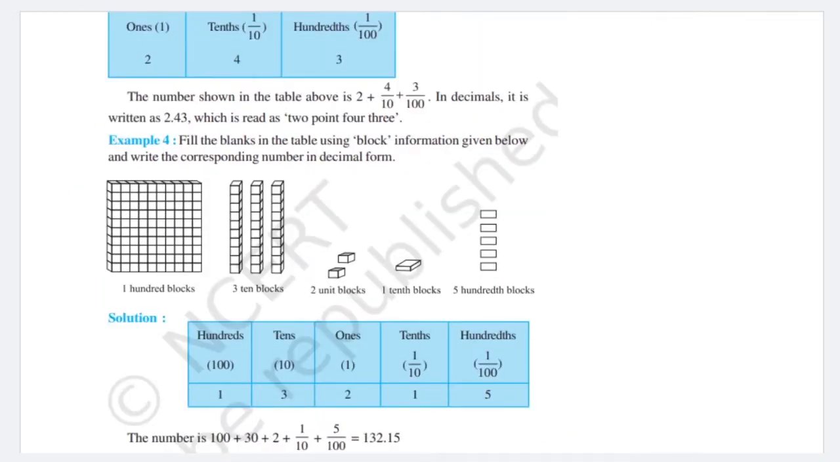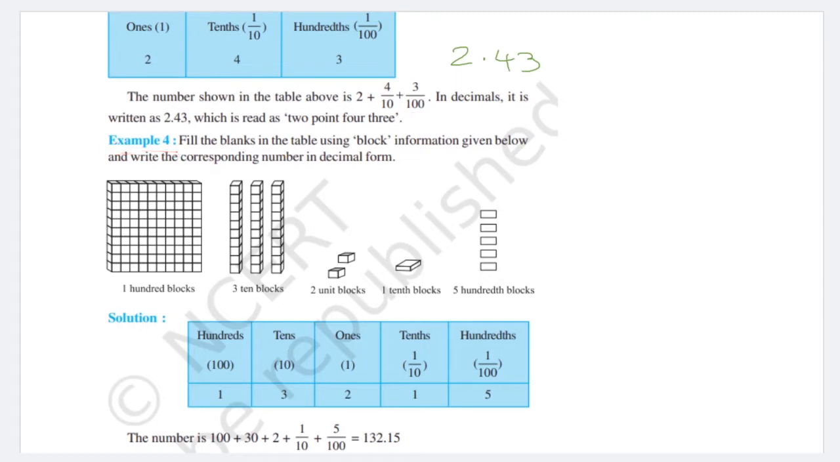Now let us look at some more place value tables. So in this table, in the ones column you have 2, in the tenths column you have 4, in the hundredths you have 3. So the number will be 2.43 if you write it in decimals. If you write it in fractions, it will be 2 plus 4 by 10 plus 3 by 100. Now let us see the examples.